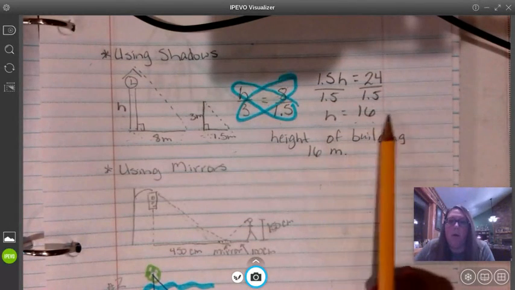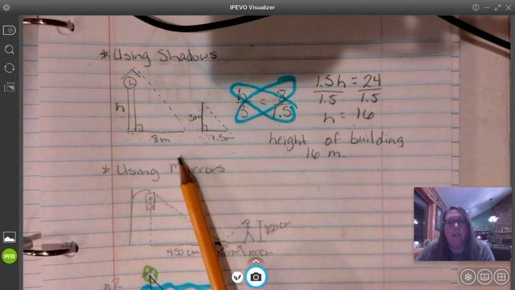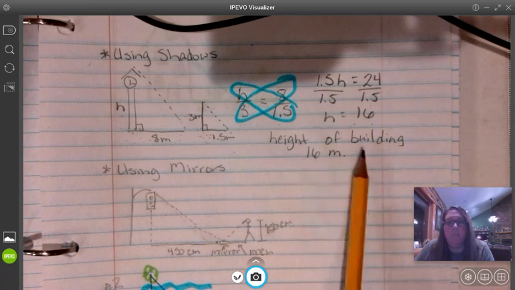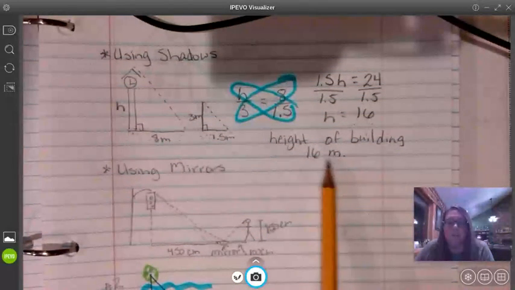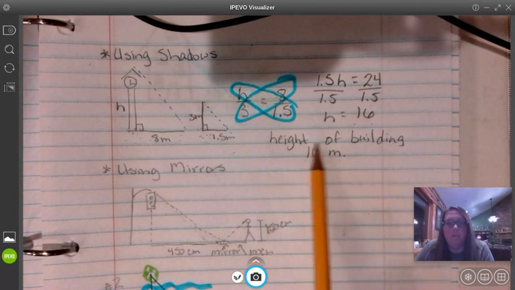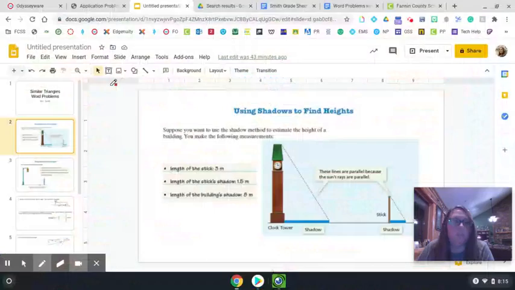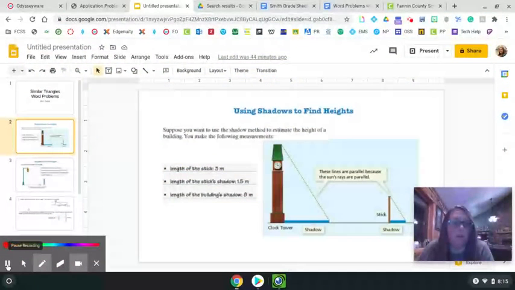All right, now I can't leave that as just 16 because it's actually representing a height. So the height of my building would be 16 meters. I would want to write that out so that I understand what we have actually found, what it represents. All right, going back to our problem over here, we're going to pull up our mirror problems.